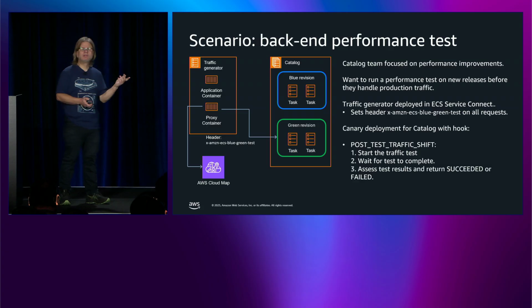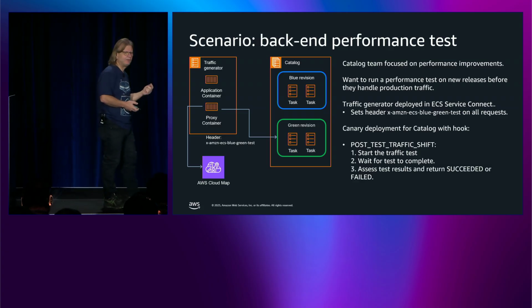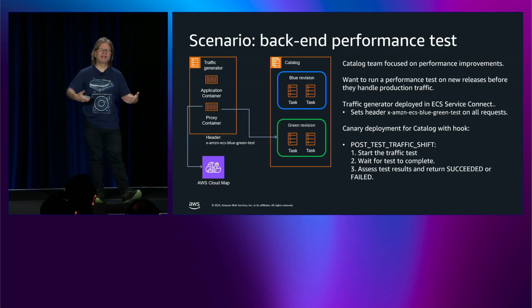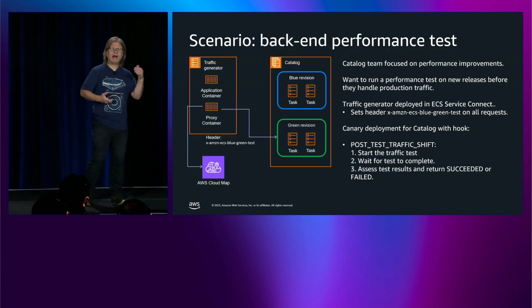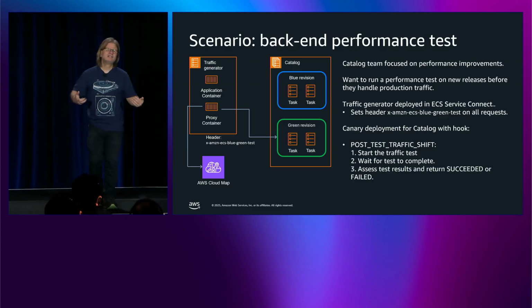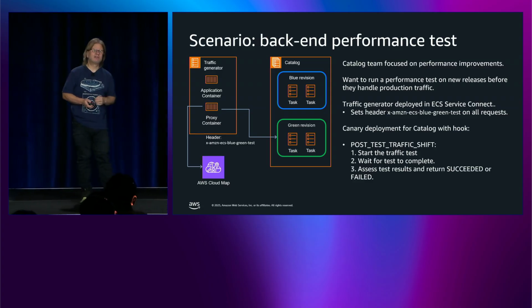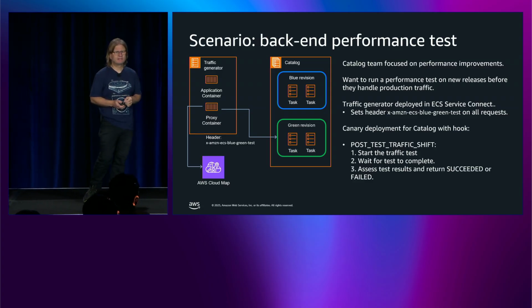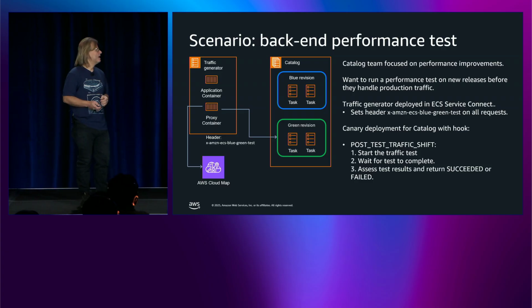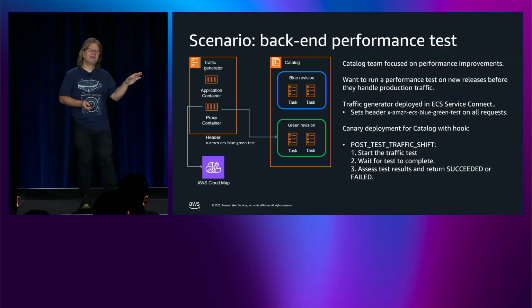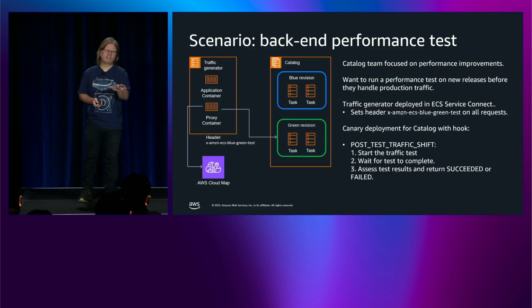A key thing to note here is that if you are doing testing with Service Connect, your client has to be part of the Service Connect namespace. You can't test from outside. You have to do it from within Service Connect, right? In this case, they achieve that by deploying this traffic generator in their Service Connect namespace. Okay, so that gave them a performance test in the green environment before moving into the production traffic shift.